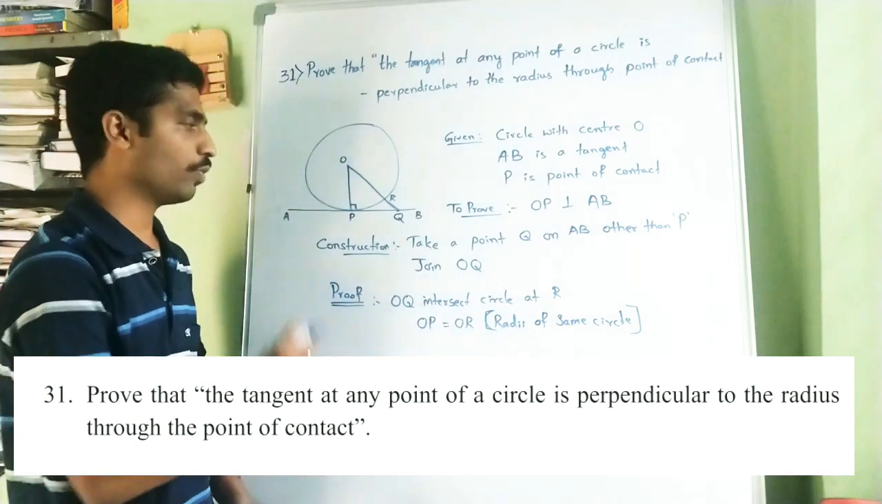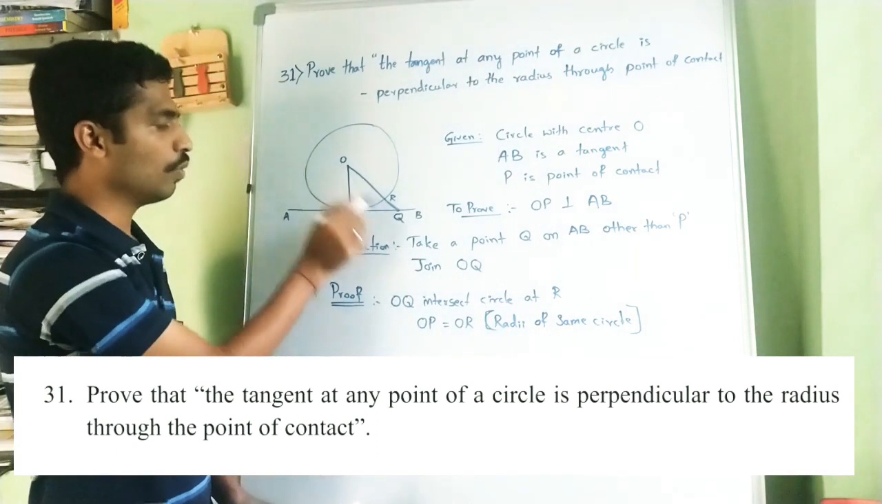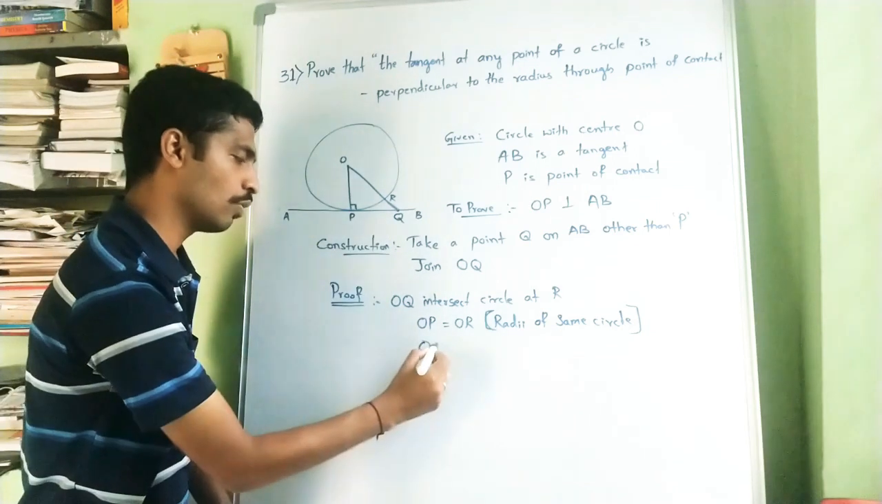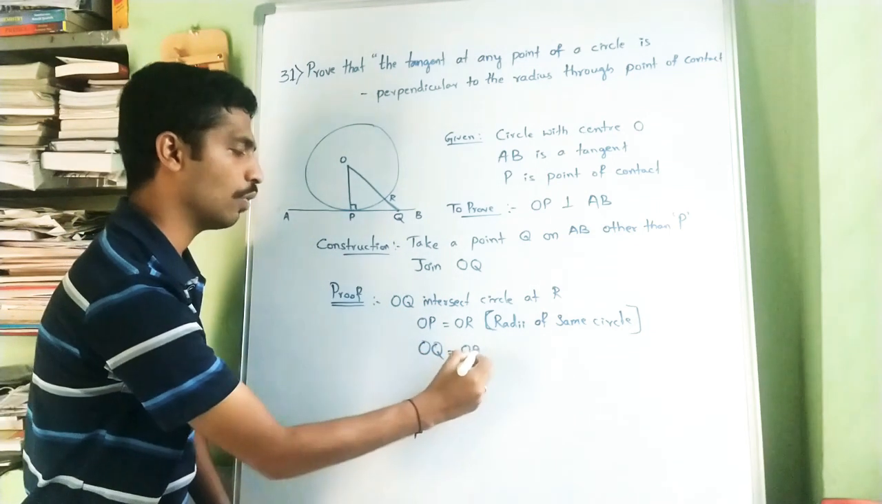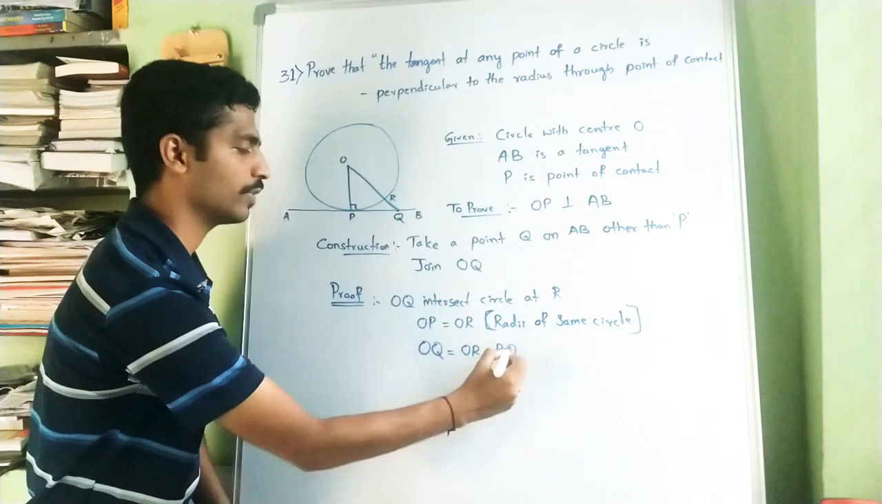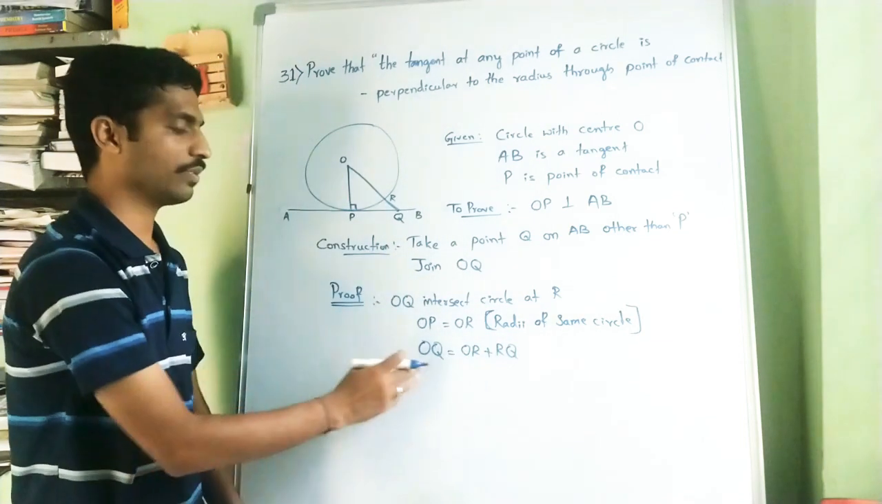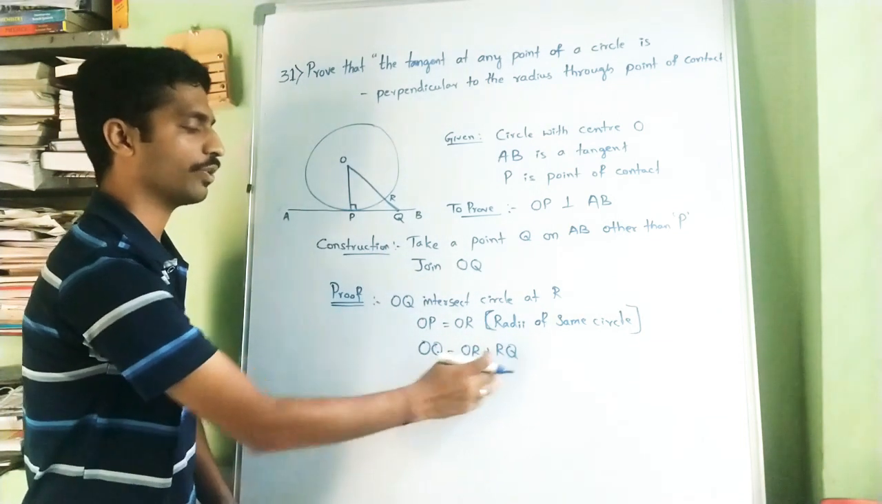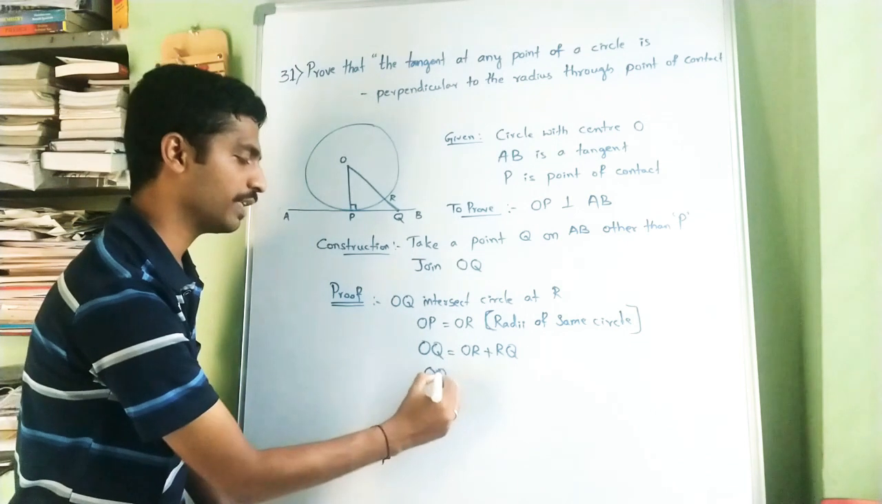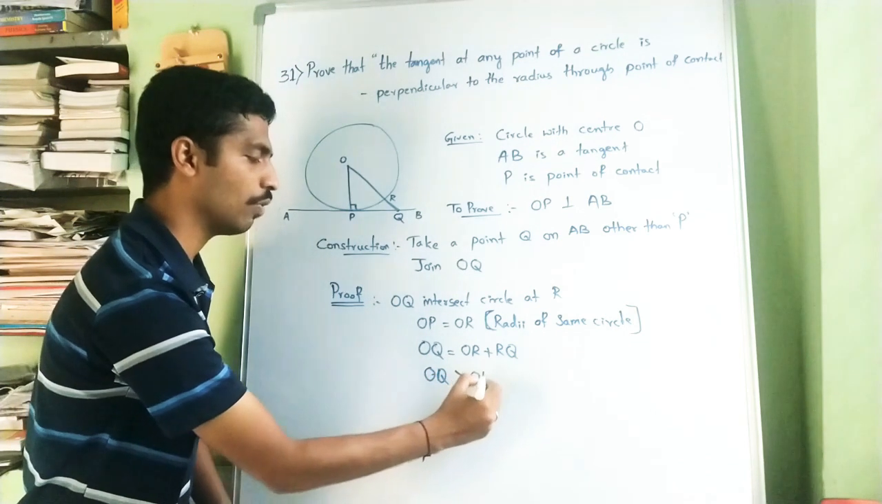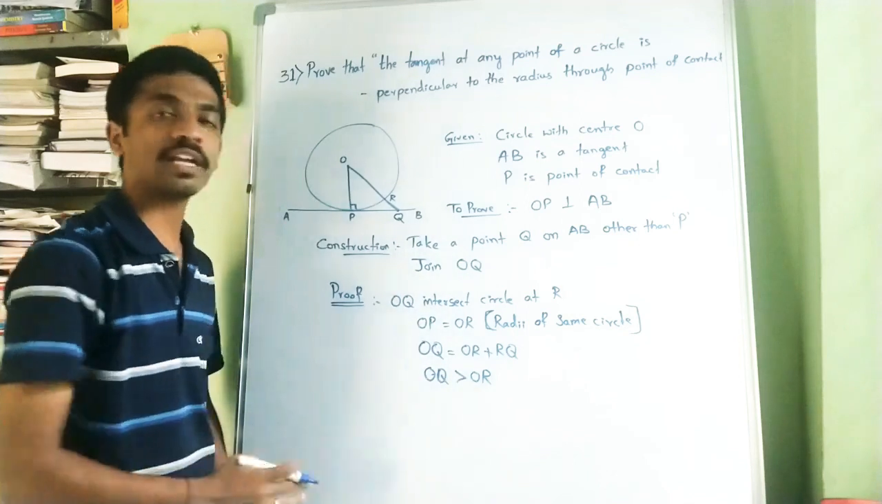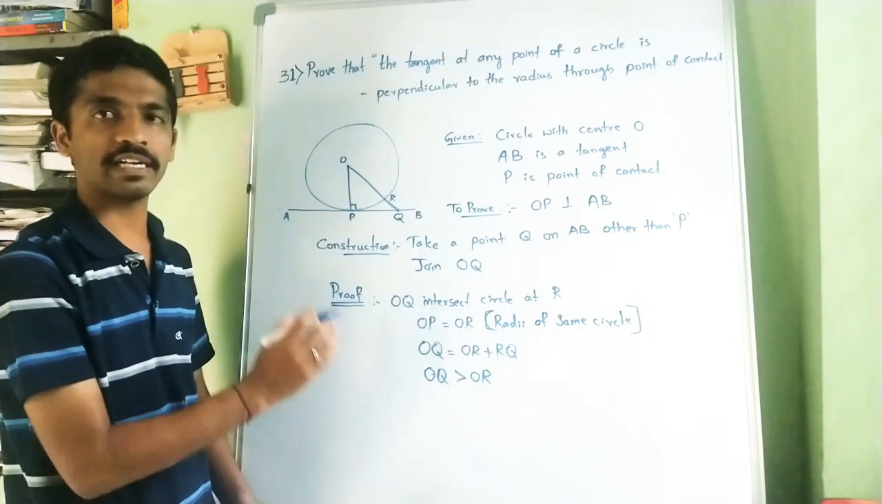Okay, OP equal to OR. But this OQ gives us OR plus RQ. If you take that total line, it gives us OR plus RQ. It means OQ is greater than OR. That OQ line is greater than OR.